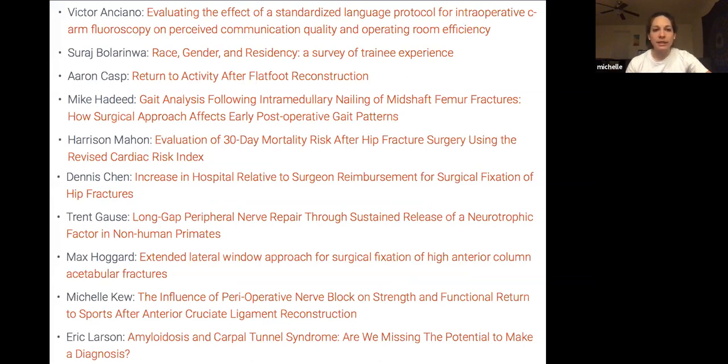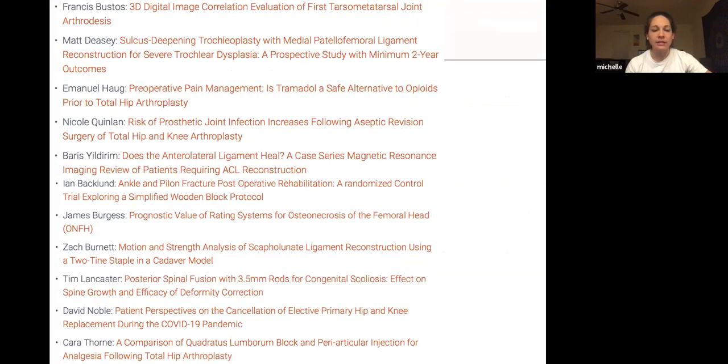You can see Mike Hadid had a gait analysis lab. Harrison Mahan had more outcomes research. Dennis had some database research. Trent even had some basic science he pulled out from medical school. So they really come from all different types of research. And then this is completing the list here with our current PGY-4s and PGY-3s. And you can see the variety of projects that we were able to accomplish in 1 year as a resident.